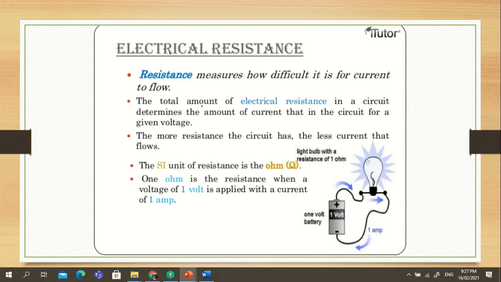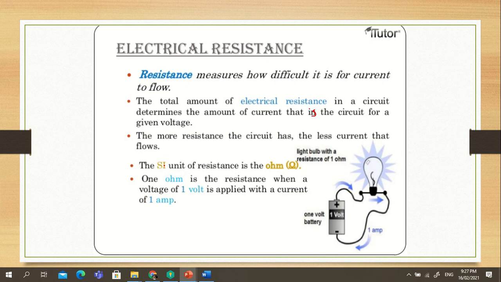So the total amount of electrical resistance in a circuit determines the amount of current that is in the circuit for a given voltage. So the more resistance the circuit has, the less current that flows.